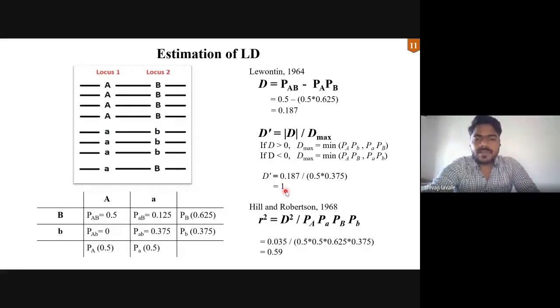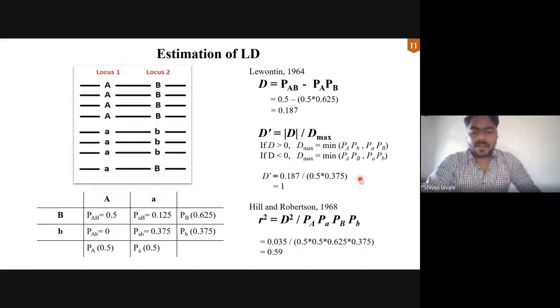Another measure is there given by Hill and Robertson in 1968, R square. R square is the coefficient of correlation, which is squared, which is equal to D square divided by all the allelic frequencies. When we calculate this, we'll get the extent of LD. So as I said, LD can be estimated between two loci. By locus, I mean the markers that we are using. So suppose we are using 10 markers. We can estimate LD between all the possible pairs of those 10 markers. For example, between 1 and 2, 1 and 3, 1 and 4, or 2 and 3, 2 and 4, likewise. All the possible pairs, we can estimate the LD.